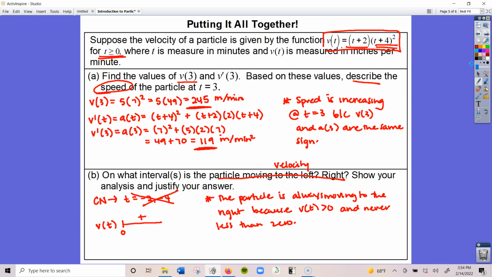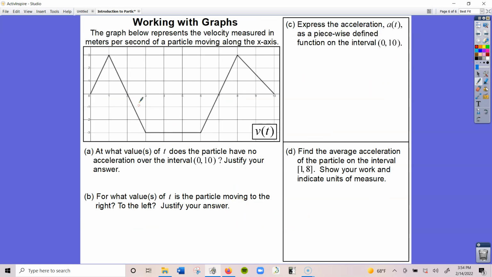All right, we're nearing the end. Let's look at a graph. The graph below represents the velocity measured in meters per second of a particle moving along the x-axis. So this is the velocity function.